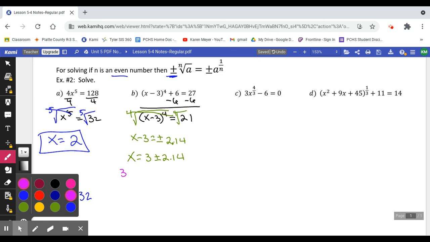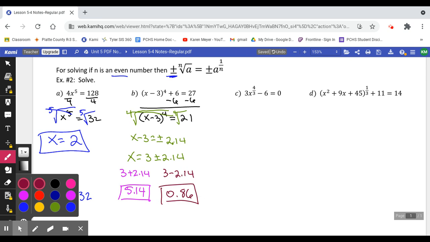Okay, now I'm going to split my plus or minus. So I have 3 plus 2.14, which is 5.14. And then I will take 3 minus 2.14, which gives me 0.86 for my other answer.